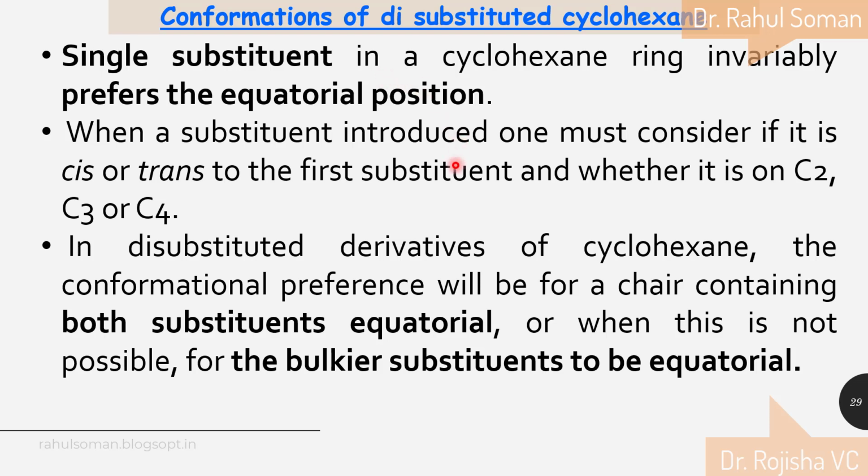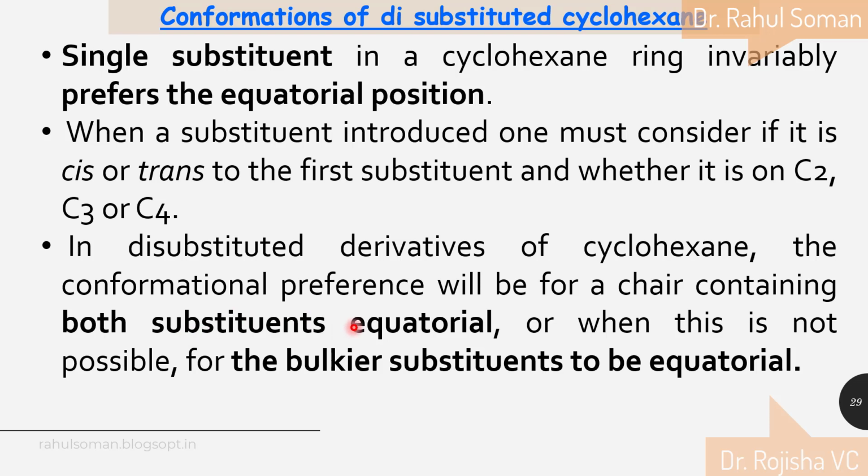There is one case where a disubstituted cyclohexane cannot have any cis-trans isomerism. If it is the 1,1 dimethyl case, there will not be any isomerism also. So we are speaking about cis-trans isomerism in 1,2, 1,3 and 1,4 cyclohexanes. We have already seen that if both substituents are there, they always prefer the equatorial position.